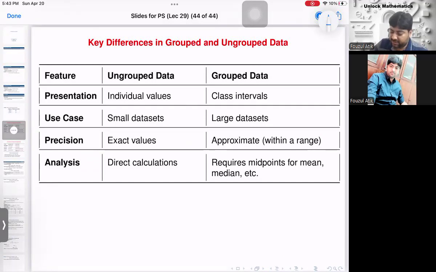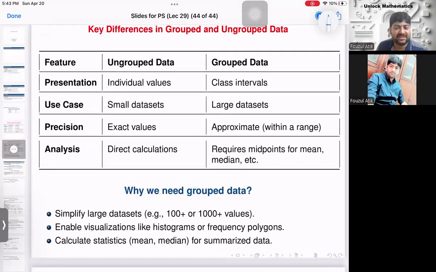So why do you need grouped data? To simplify a large database, because you have a very large database. Here we have given 100 plus or 1000 plus. It may be 1 lakh plus also. So in that case, instead of explicitly writing the data, we use grouped data. And then it enables visualization like histograms or frequency polygons. We need grouped data for that. A histogram is to represent the data, so in one picture you will understand what kind of data you have. Then we can calculate statistics like mean, median for summarized data. For all this, we need grouped data.